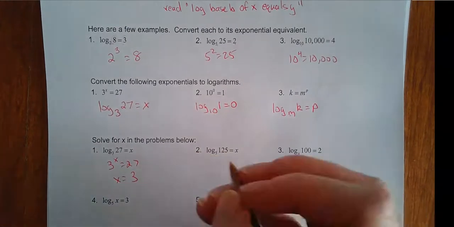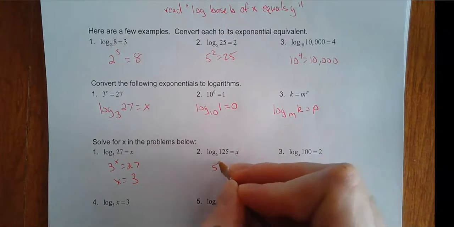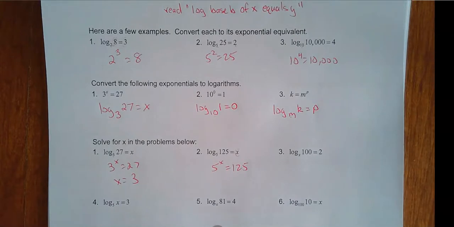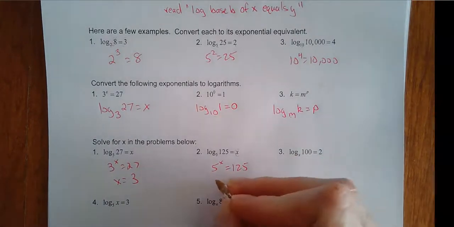This guy here is saying the base is 5, the exponent is x, and the answer should be 125. What are you raising 5 to? What power is that? Well, x would be 3.